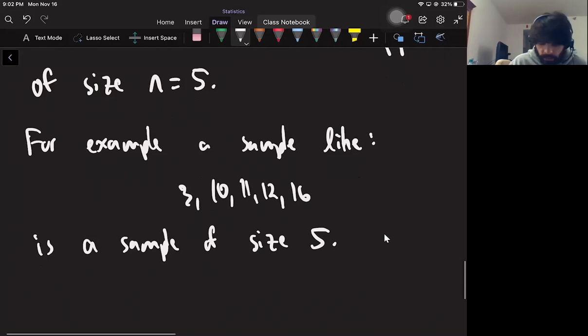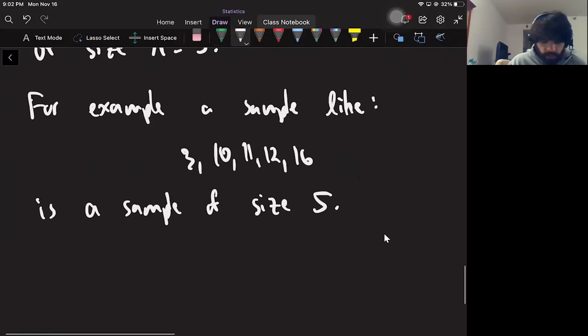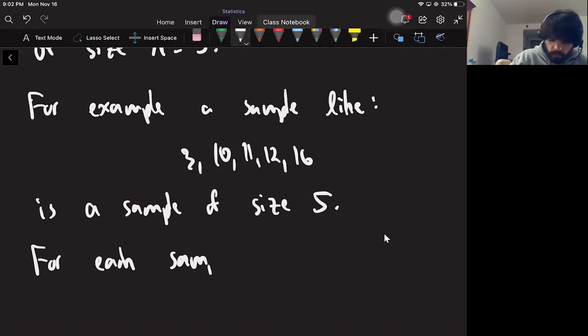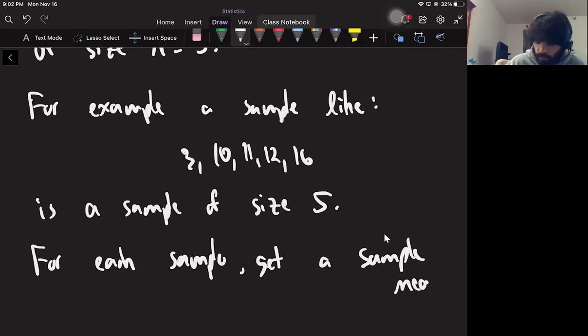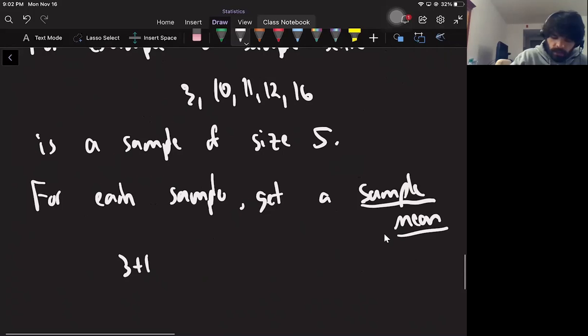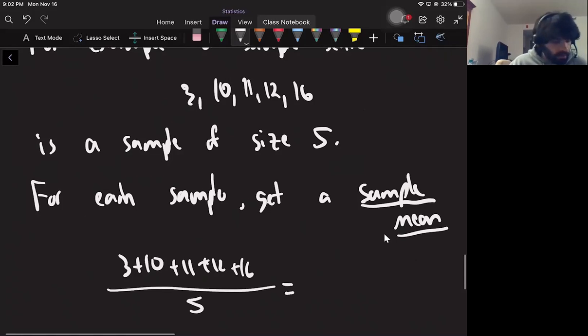And then what I could do is calculate the mean of this sample that I just found. So for each sample, get a sample mean, which just means the mean of this sample, which would be 3 plus 10 plus 11 plus 12 plus 16, divided by 5, since there are 5 of them. So if you do that, that'll turn out to be 10.4.